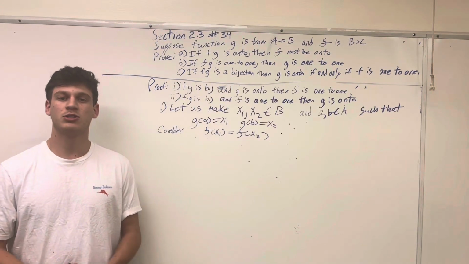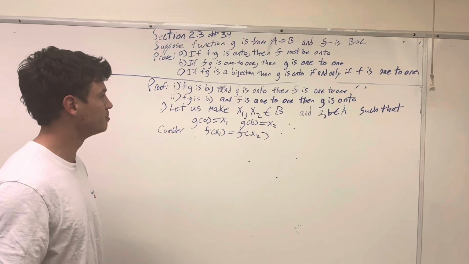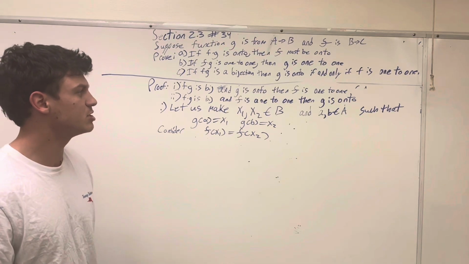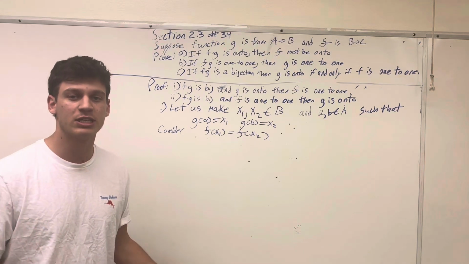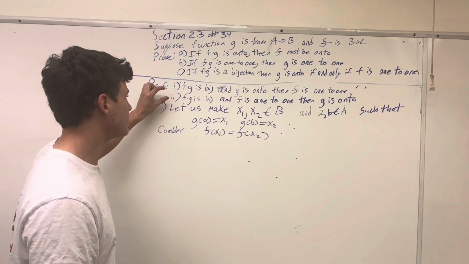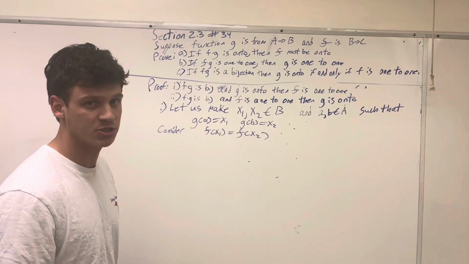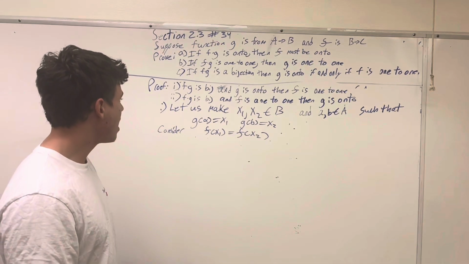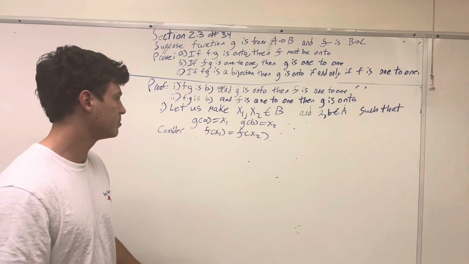Hello everyone, so I set up part C. We're trying to prove if f composed with g is a bijection, then g is onto if and only if f is 1 to 1. Now since this is an if and only if statement, we get two statements that we have to prove in order to prove C. Let's focus on statement 1. So if f composed with g is a bijection and g is onto, then f is 1 to 1.